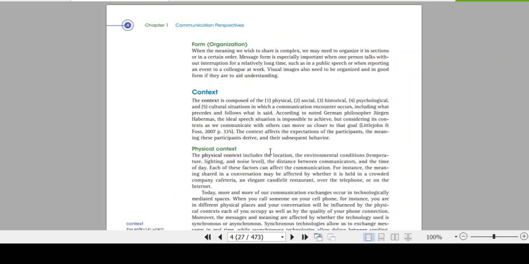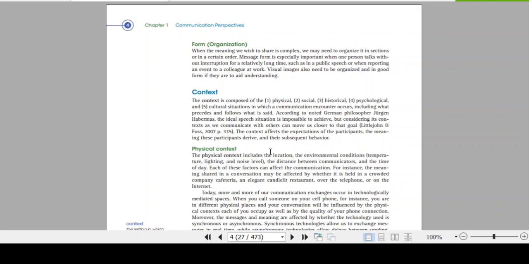Then four, when the meaning we wish to share is complex, we may need to organize it in sections or in a certain order. So message form is especially important when one person talks without interruption for a relatively long time, such as in a public speech or when reporting an event to a colleague at work.